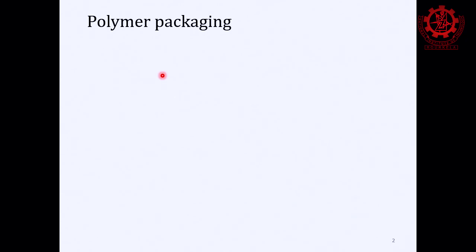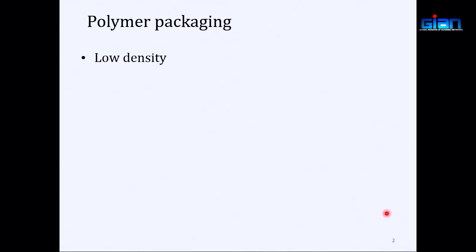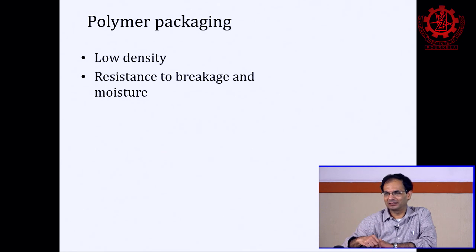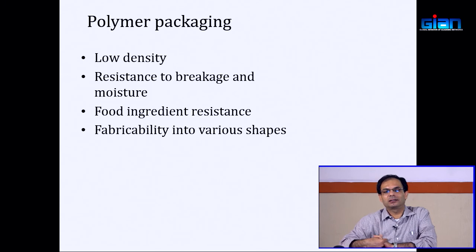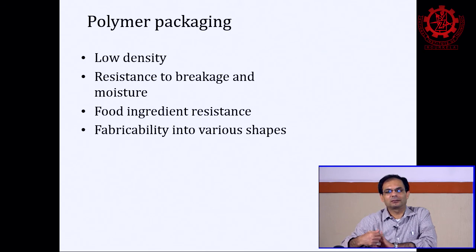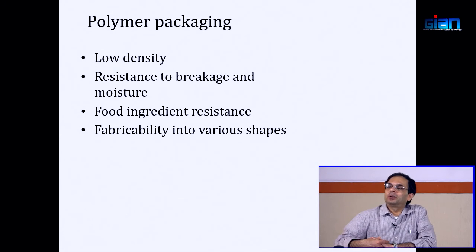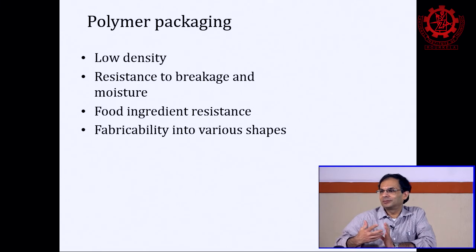So this brings us to polymer packaging. These are some of the advantages of polymer packaging. It's a low density material, with resistance to breakage and moisture. This is comparing with glass and paper. Food ingredient resistance, this is again comparing with some other material. Fabricability into various shapes, again comparing with glass and metal cans. You do not have a lot of different shapes made of glass. It's mostly cylindrical jars or containers.